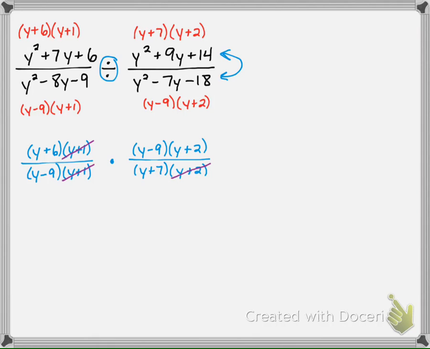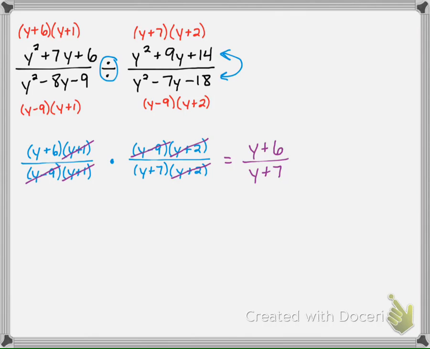I also have a y plus 2 times a y plus 2. Now both of these are in the same fraction, and that's okay, because one's in the numerator and one's in the denominator. But then I also have a y minus 9 in this numerator and a y minus 9 in that denominator. Those cancel as well, because remember, when we're multiplying, these are all like the same fraction anyway. So that's 1 in the numerator, 1 in the denominator. So most of my factors actually ended up canceling. The only factor I am left with in the numerator is y plus 6. And the only factor I'm left with in the denominator is y plus 7.